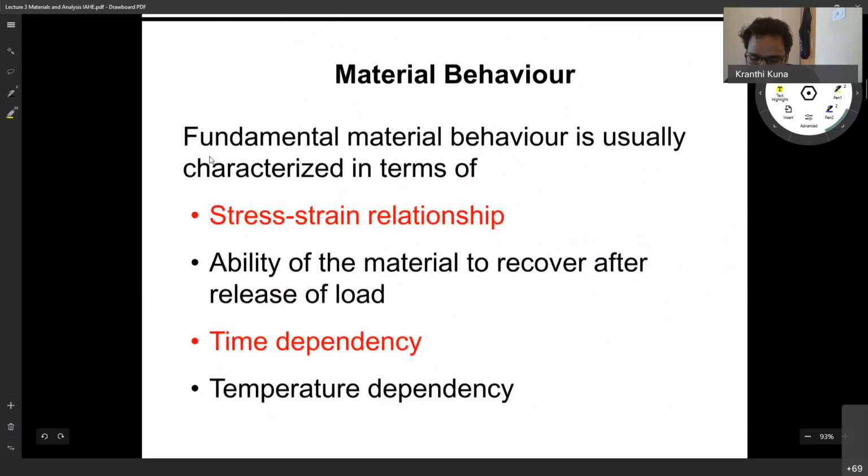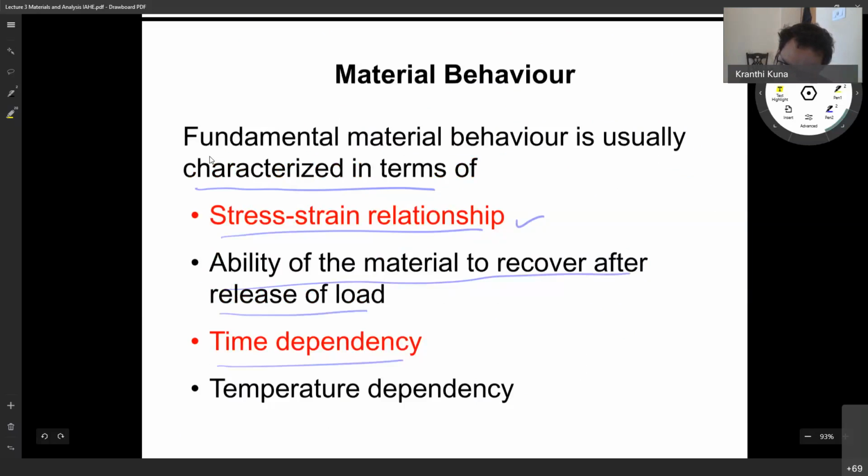So coming to the material behavior, different materials behave differently. So they are usually characterized in terms of stress strain relationship, ability of the material to recover after release of the load, and time dependency and temperature dependency. What exactly this means is, what is stress strain relationship? How do we characterize this one? By modulus, isn't it? Say for example, if you are talking about Young's modulus, E, what is Young's modulus?